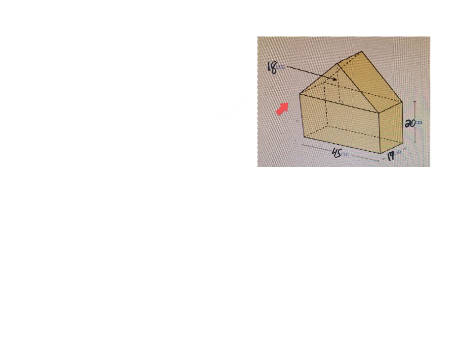Number 20 asks us for the volume of this shape. So we'll find the volume of the rectangular prism plus the triangular prism. In both cases, these are prisms.